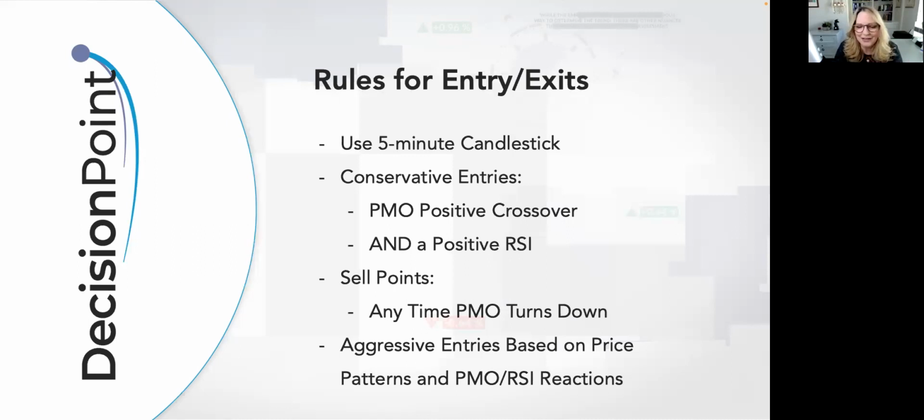So it's not that you have to enter on a PMO crossover and a positive RSI. That's sort of your starting point, your conservative buy point. I typically will wait for the PMO crossover simply because you can get a lot of fake outs during the day, where price will bounce and the PMO will turn up, but then it's a false breakout, price starts to turn down, and then the PMO turns down. So your chances of a better entry are probably on that crossover, but you may miss some of the rise earlier on if you go with a conservative entry. So it's kind of your call.